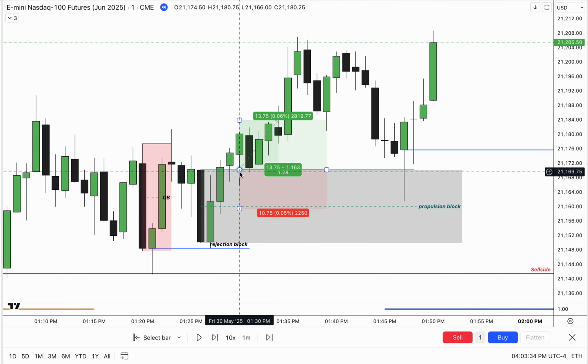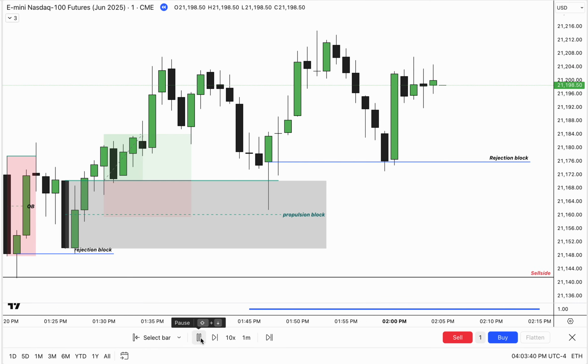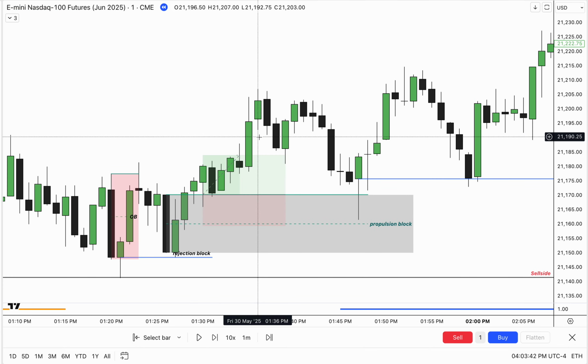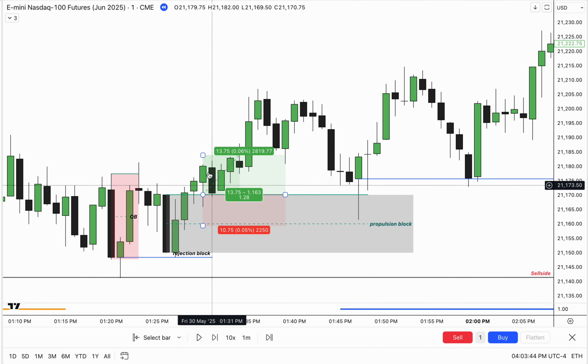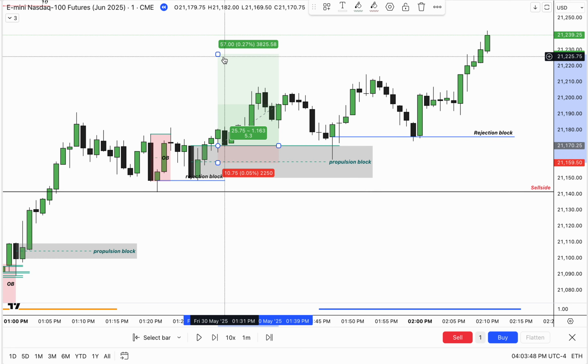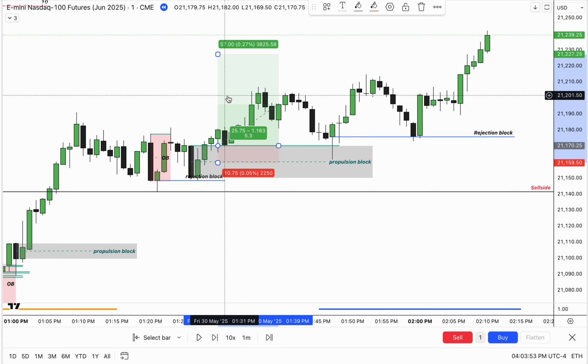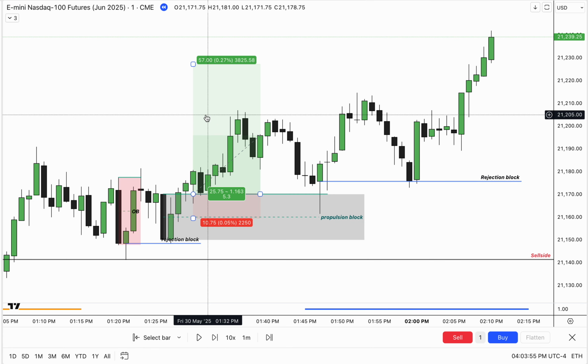We tap into the top, we run away, we come back, we tap into the top, but we don't even get to the 50%, and we just keep running. Like, that's a strong market. That's a good propulsion block right here. Okay, you take that, 1 to 5, and this keeps running, but this is a great way to get in on a trend.